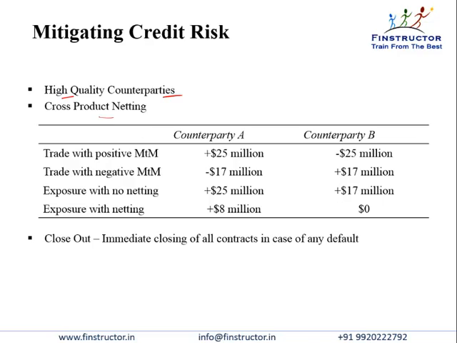So we'll explain netting with an example. Let's assume counterparty A and counterparty B are trading amongst themselves with various instruments. In some instrument, counterparty A has gained $25 million and correspondingly counterparty B has lost $25 million. Similarly, in another trade, A has lost $17 million while counterparty B has gained $17 million. If we consider these two trades, what is the credit exposure at the moment of counterparty A?